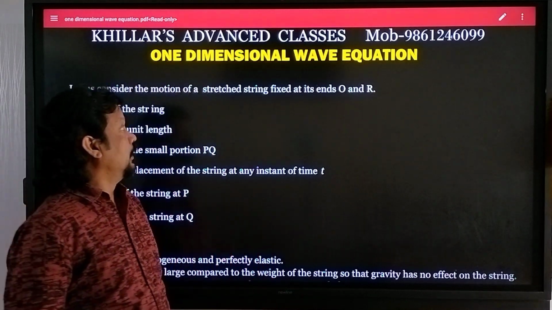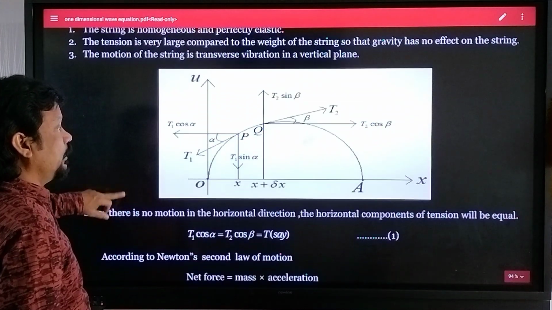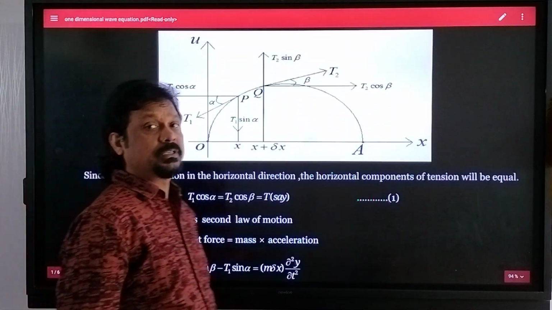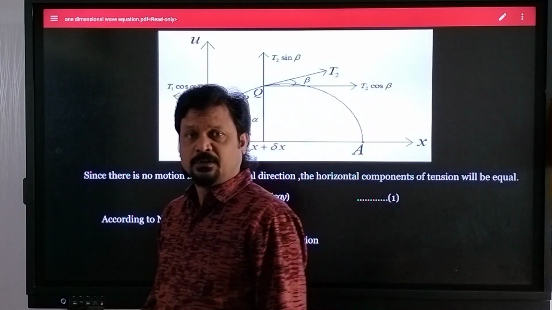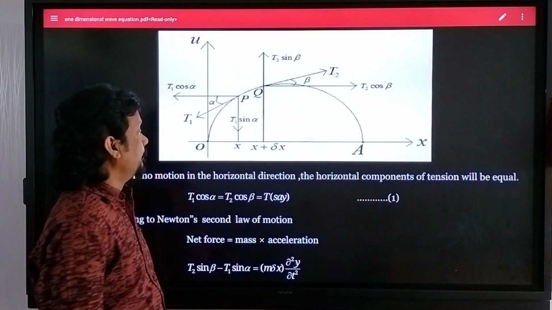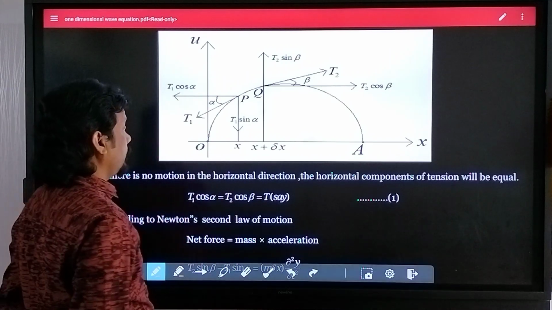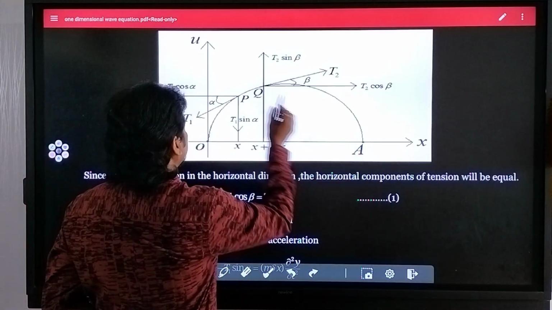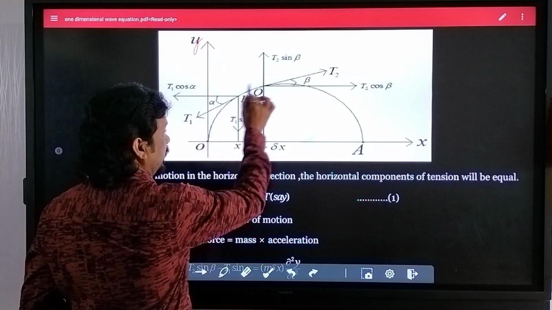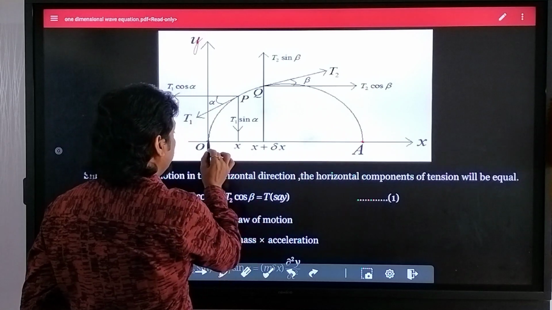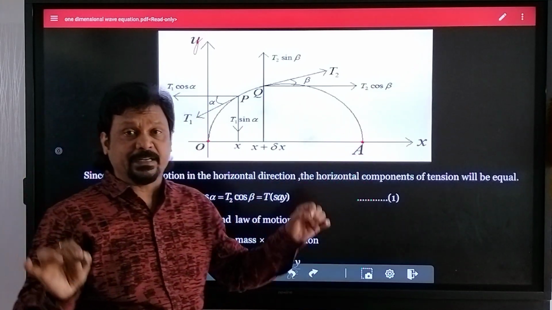For the one-dimensional wave equation, we have to consider the stretched string, which is very important for musical instruments containing strings. See here, this is the x-axis and this is the y-axis, and this is the string, whose two endpoints are O and A. O and A are the fixed ends of the string.